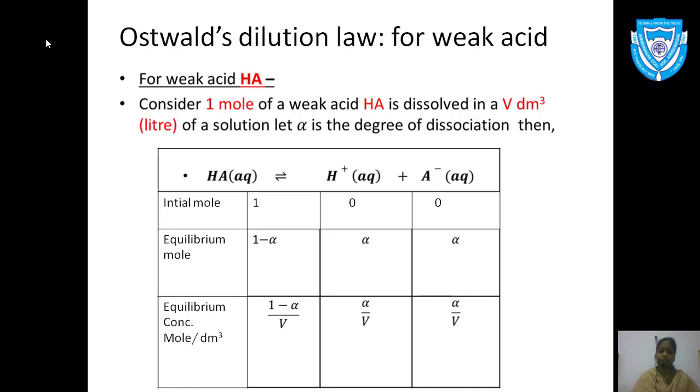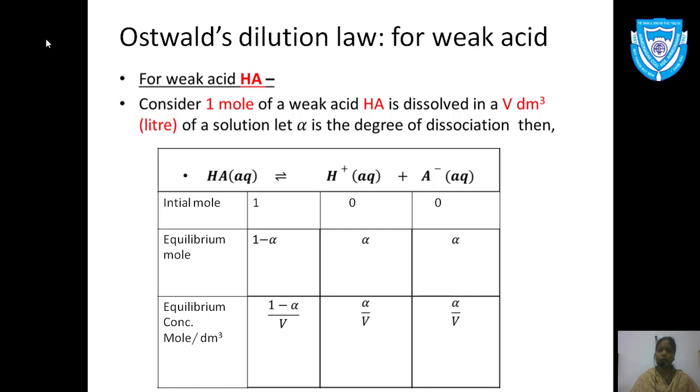The first is the initial state. At the initial state, the number of moles of HA is 1. We have taken 1 mole, so you have to write below HA, 1. Now H plus is 0 and A minus is also 0 because initially it is HA, 1. So here the initial number of moles are 1, H plus is 0, A minus is 0.